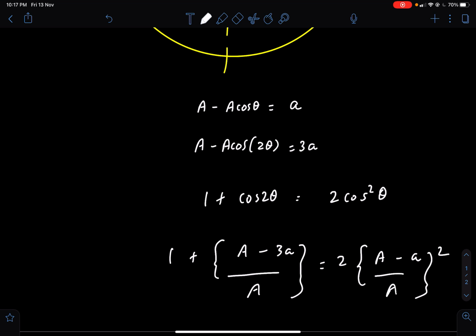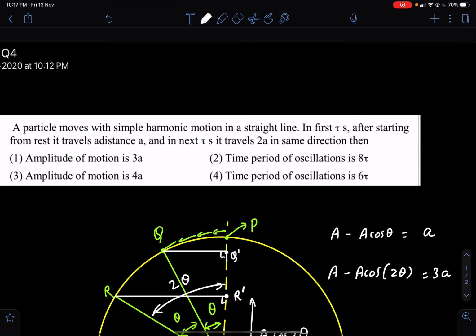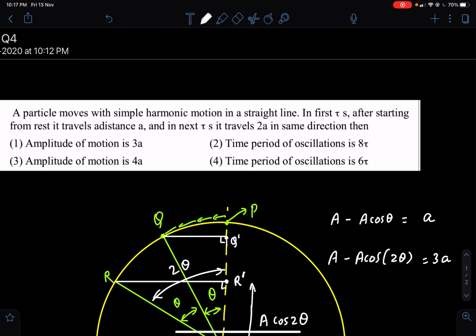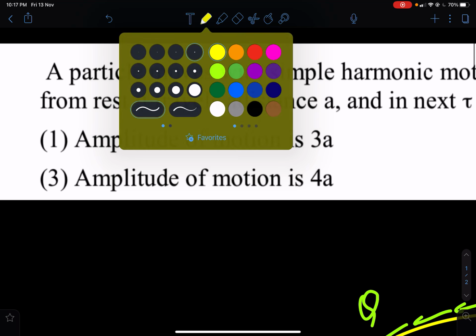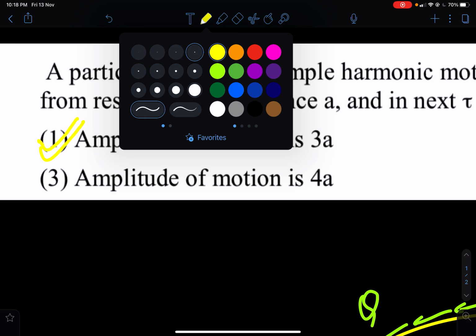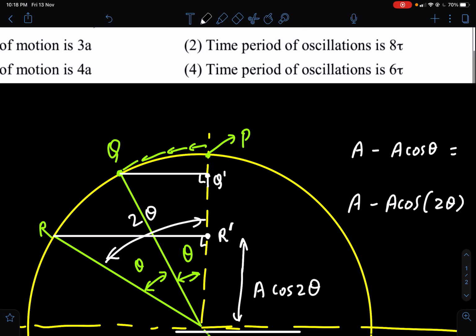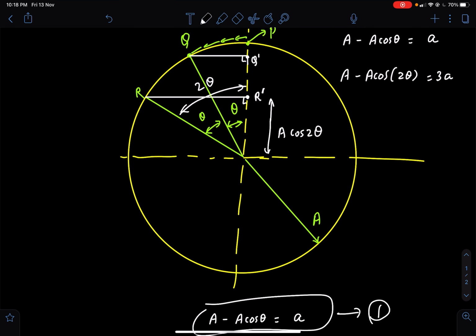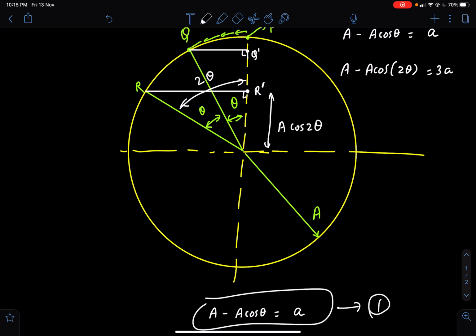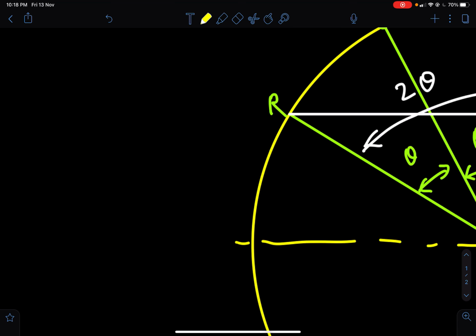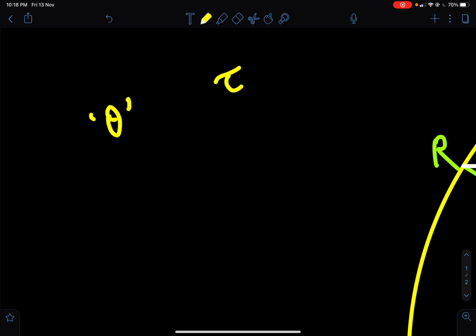Once you get the value of A, you substitute that value of capital A in equation number 1 and get the value of theta. Like you have already calculated amplitude A from those two equations and two unknowns. So A is already done. What about the time period? You will calculate the time period in terms of tau, because once you calculate theta, you know how much angle is covered, and that angle theta is covered in tau time. So if theta angle takes tau time, how much time will 2 pi angle take? From that you can calculate the time period in terms of tau.